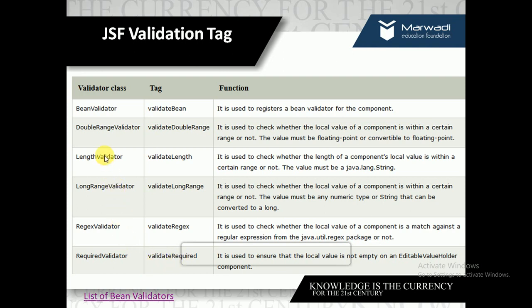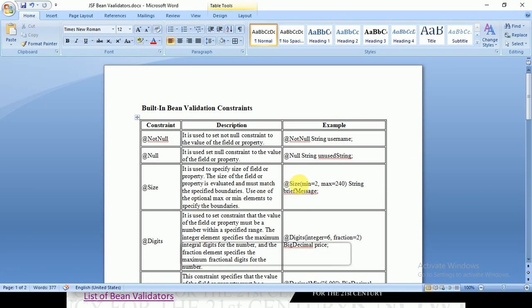Along with this, suppose you don't want to use any of this specified one, but instead you want to specify the validation values inside your bin. Inside your managed bin, you want to apply the validator component. So you can use the first tag which says validate bin, and validate bin supports a list of various validators.